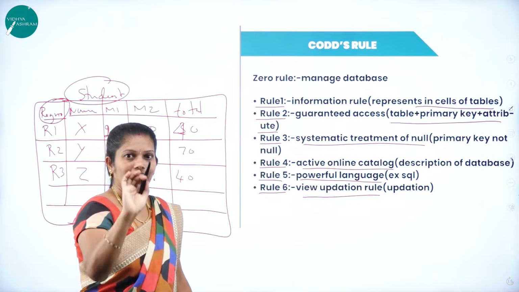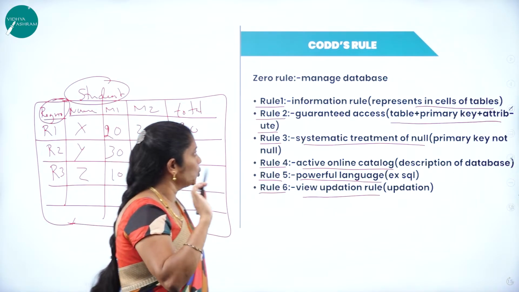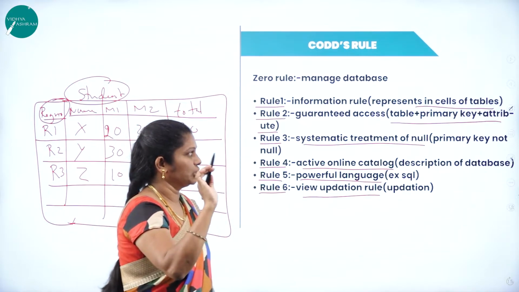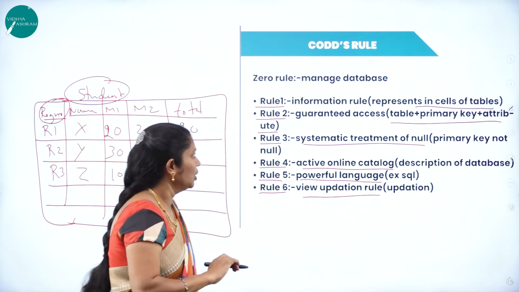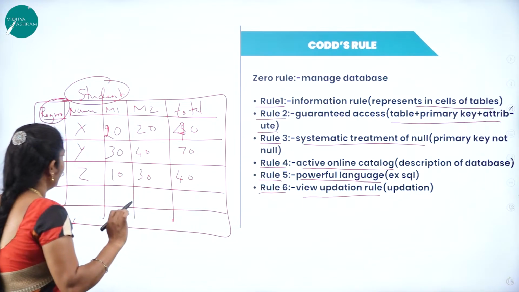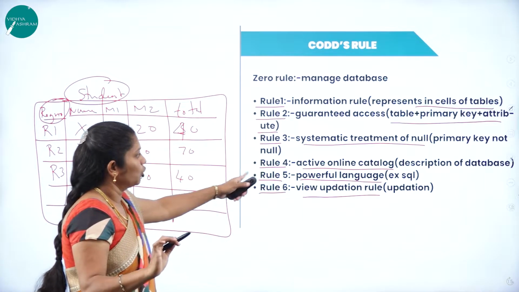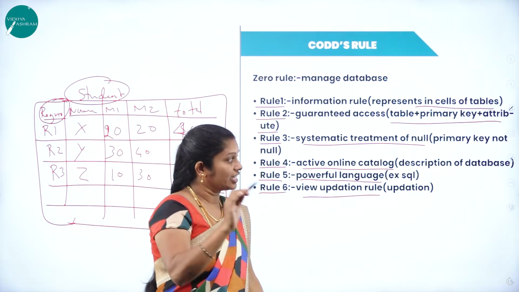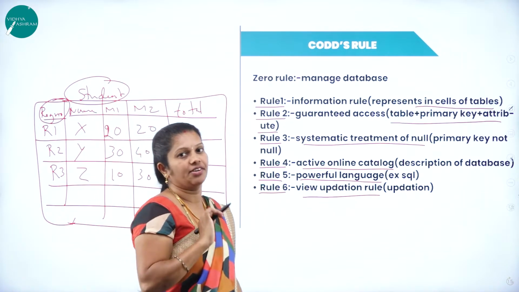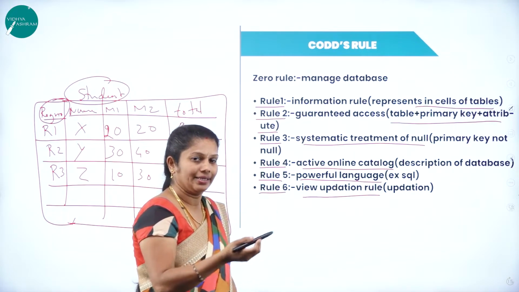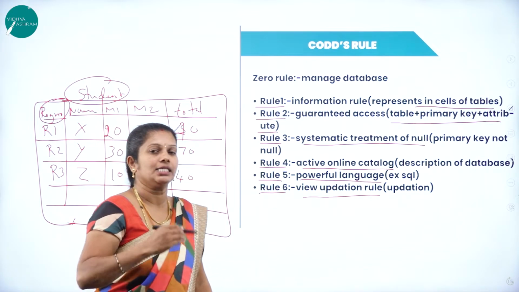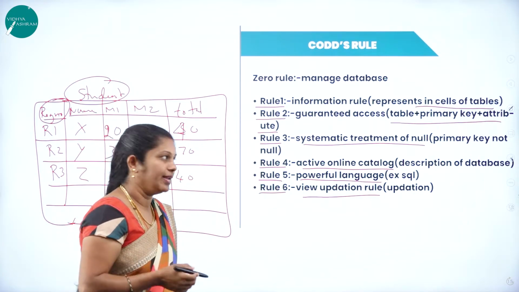The first rule, information rule, means in the cell format we have to enter the value. Whereas rule 2 says guaranteed access: if I want to access any data, the table name, primary key as well as attribute must be mentioned. Whereas rule 3 says systematic treatment of null. It means that the primary key cannot be null. Then rule 4, active online catalog, description of database. Then rule 5 states that powerful languages have to be used to access the data or to create the data in the database. Then rule 6 states the view updation rule. Whatever transaction has happened, immediately it has to be updated.